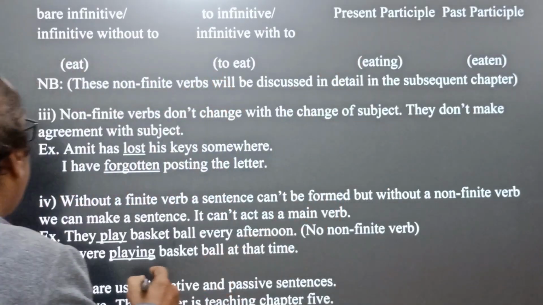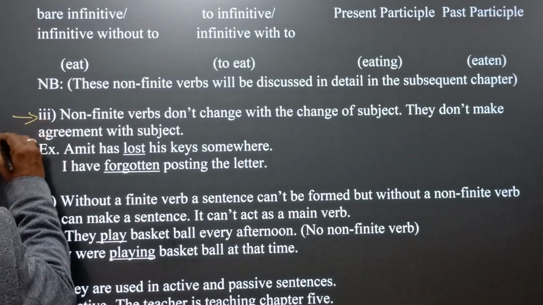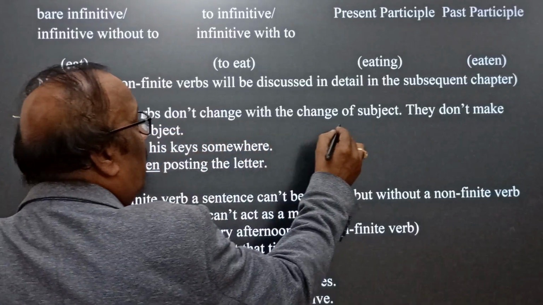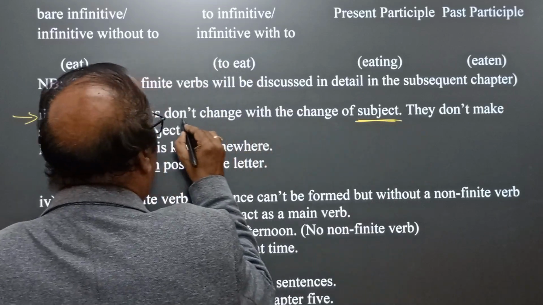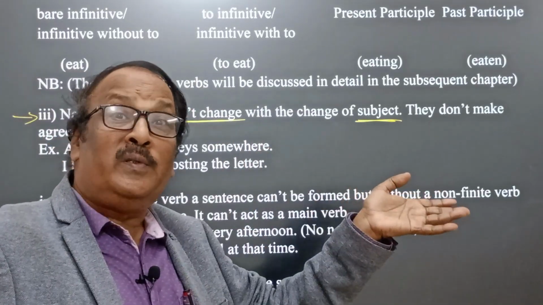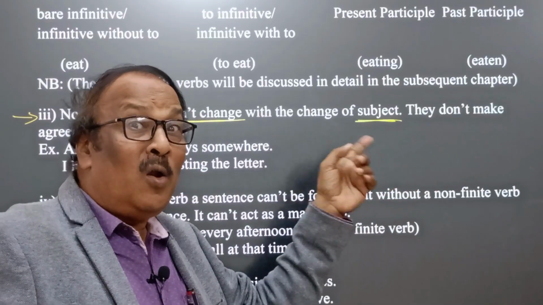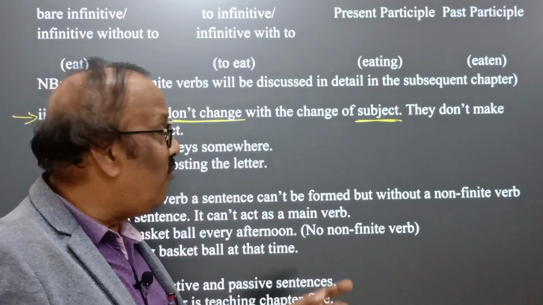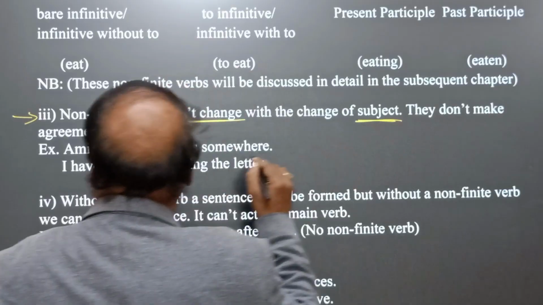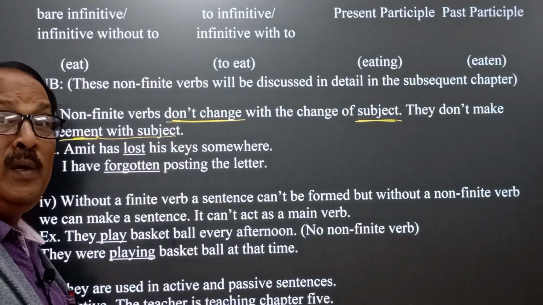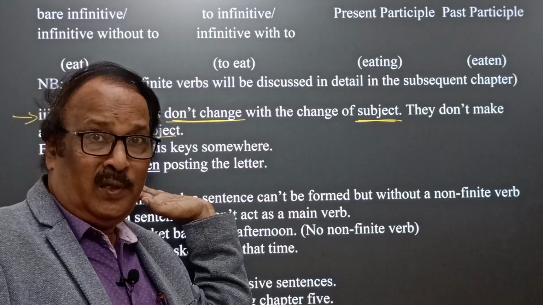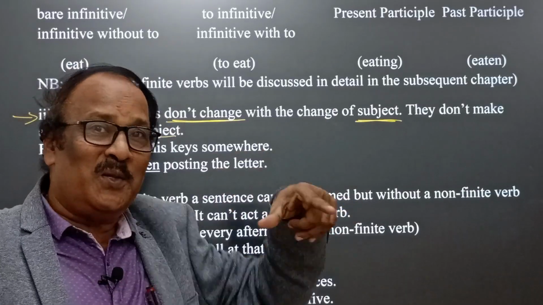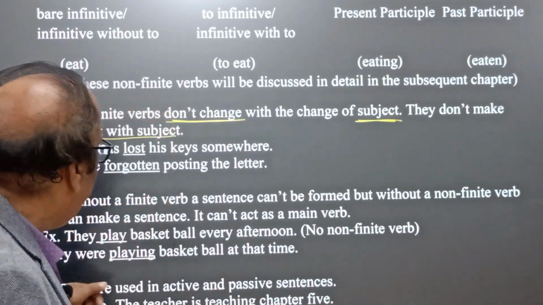Now see the third idea in connection with non-finite verbs. Non-finite verbs don't change with the change of subject. Remember, whenever finite verbs change with the change of subject, non-finite verbs don't change. This is another nature or feature of non-finite verbs. They don't make agreement with the subject. It means they have no relationship with the subject and hence they don't change according to the change of subject. How? Let's see in examples.